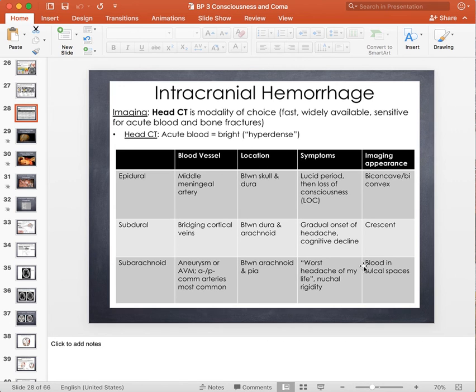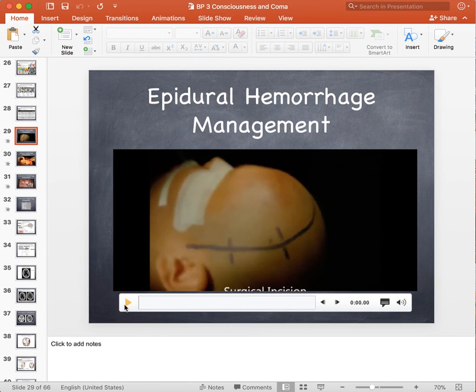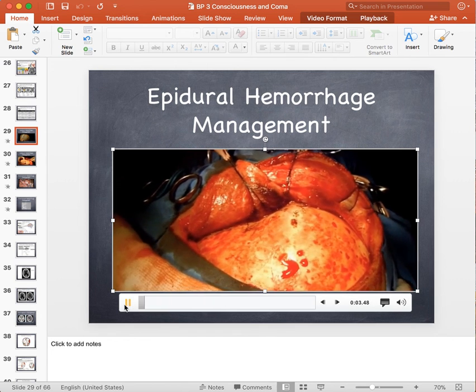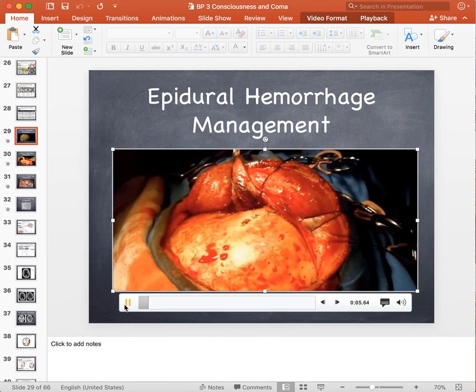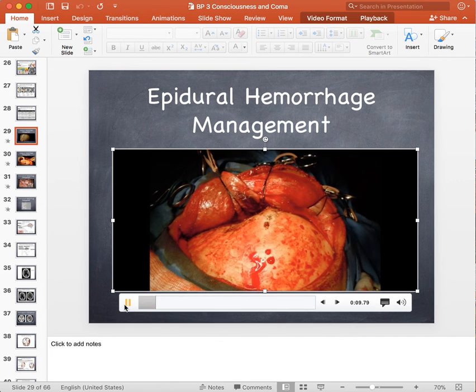Okay, so I have a few excellent videos here. This is surgical evacuation of an epidural hematoma. I'll just go ahead and play it here. The skin, the scalp, has been pulled back, and you're looking at the skull here, and they're about ready to go ahead and remove it.